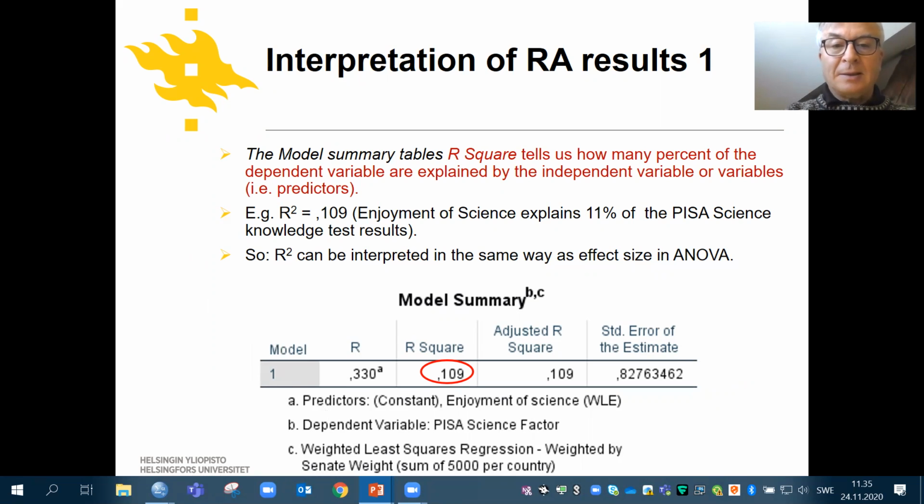Okay, so if we now look at this R square, it tells us that 10.9, or roughly 11%, of the PISA science knowledge test results are explained by the variable enjoyment of science. Can we say that there is a direct causal relationship? Not really, no. We would need to first measure enjoyment of science and then later on PISA science knowledge to get at the causal relationship. But here we are speaking in the terms of the model, so that's why we are talking about predictors and interpreting the R square as explained variance.